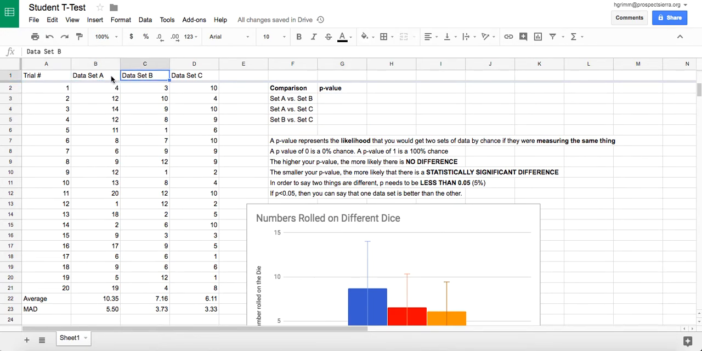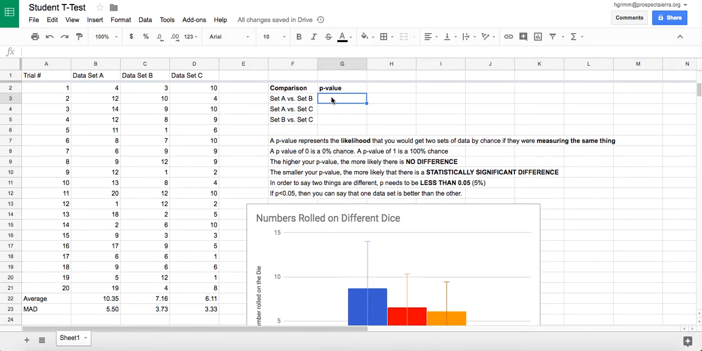I'm going to do it to compare set A with set C. And I'm going to do it to compare set B with set C. So, how you do the actual test. Luckily, the spreadsheet will actually do this for you. You just need to know what to type in.